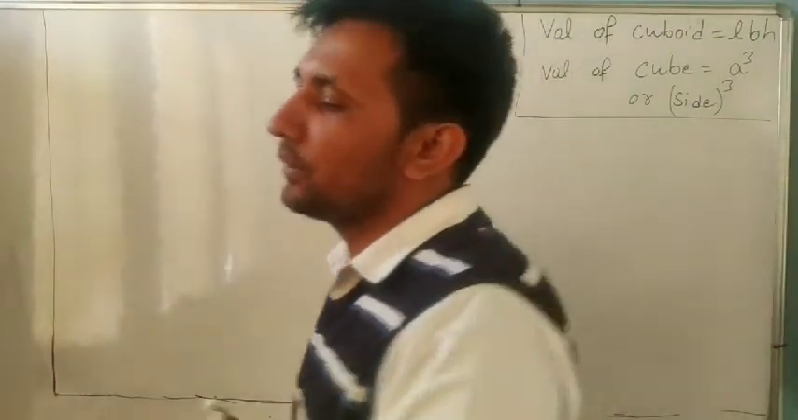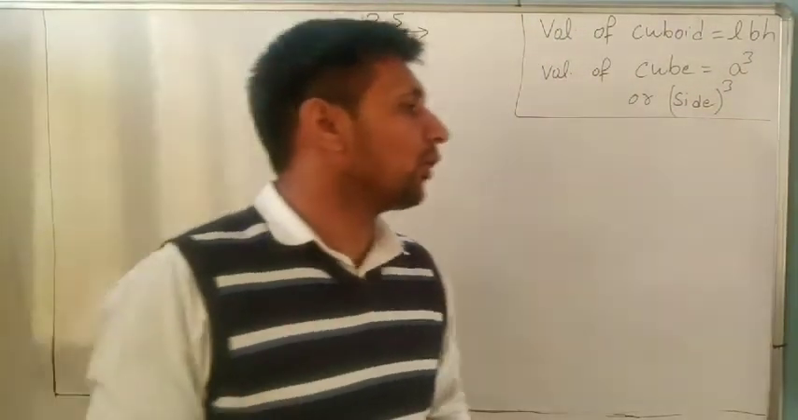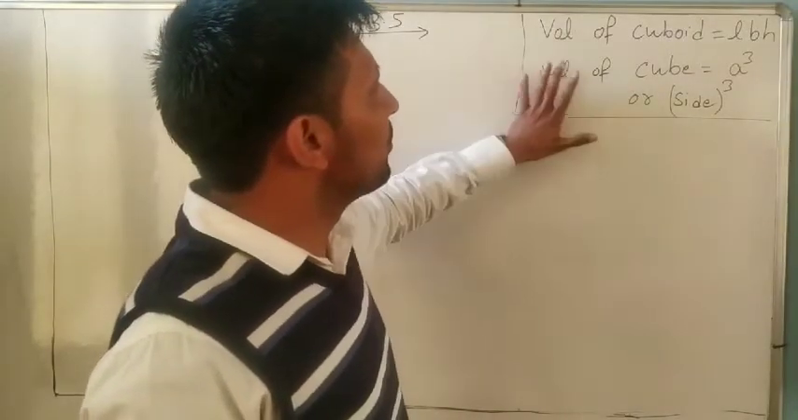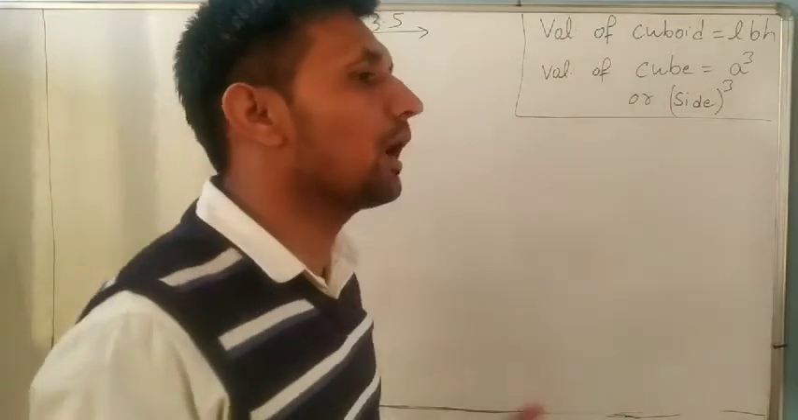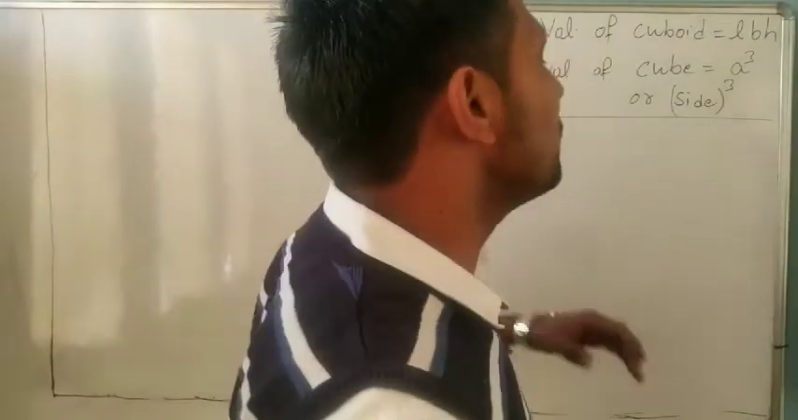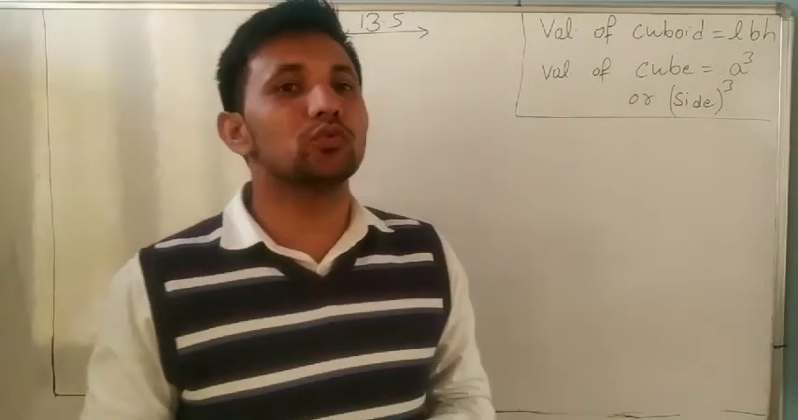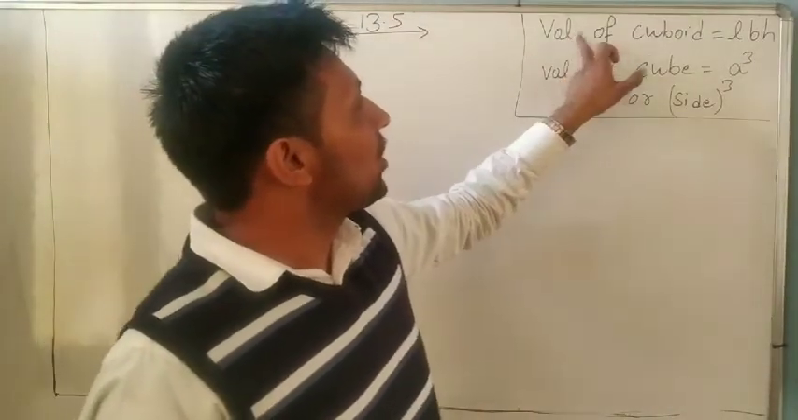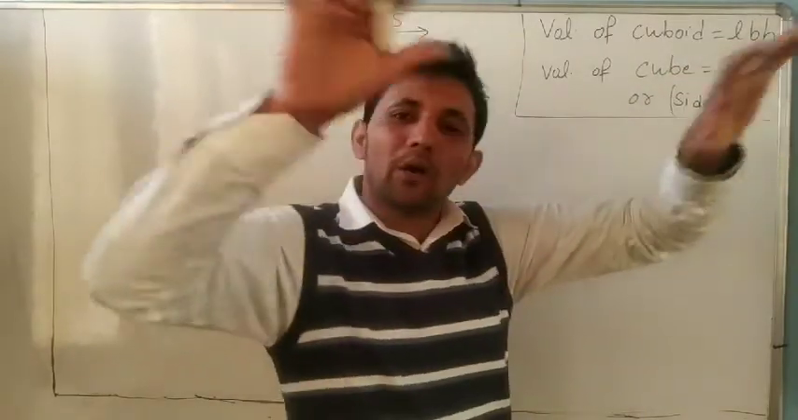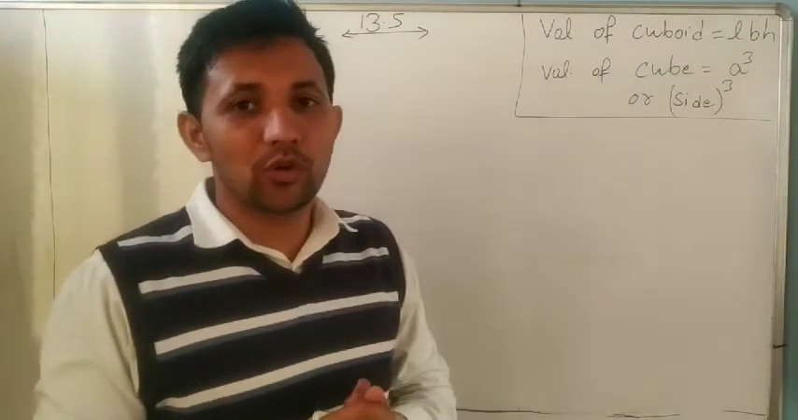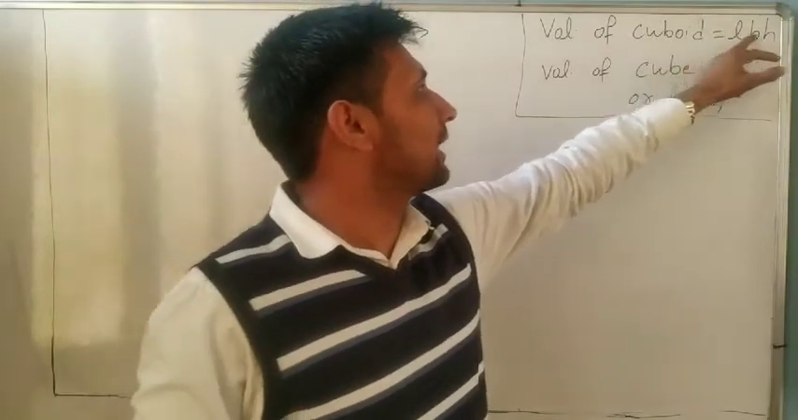In 13.5, if you know only these two formulas, the volume of a cuboid and the volume of a cube, you can solve all the questions yourself. I have already explained what volume is. The volume of a cuboid is length into breadth into height. Suppose our classroom is a cuboid: length multiply breadth into height.